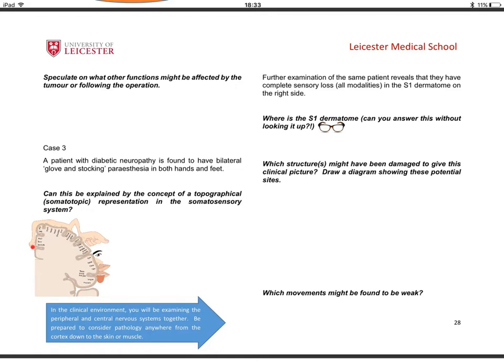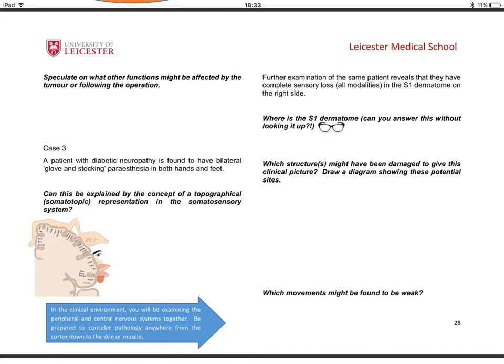Now, what this means is that the hand and the foot sit nowhere near to each other in the sensory cortex. So this bilateral glove and stocking distribution cannot really be explained by, say, a tumour or something like that within the cerebral cortex, because it wouldn't only just affect the foot and the hand, but it would affect the other structures in between. So the fact that glove and stocking distribution does not fit with this sensory homunculus means that it cannot be represented by a topographical representation, and therefore is unlikely to be caused by a structural lesion.